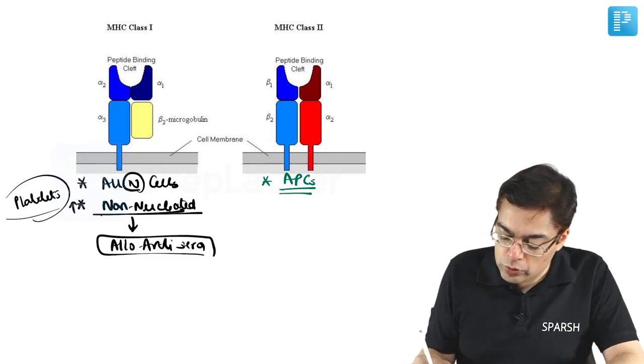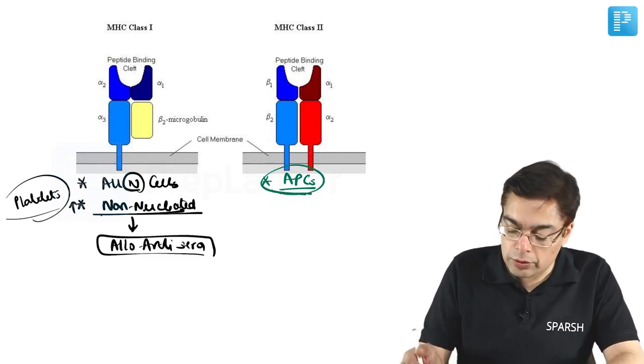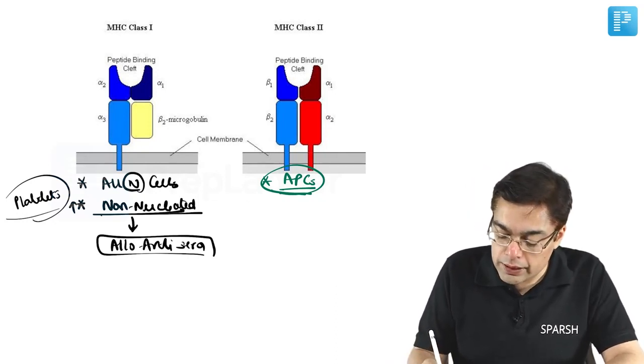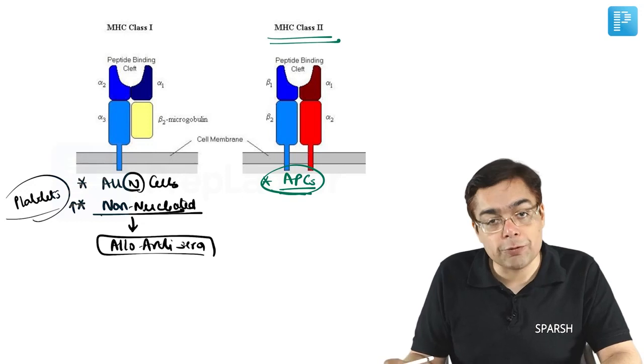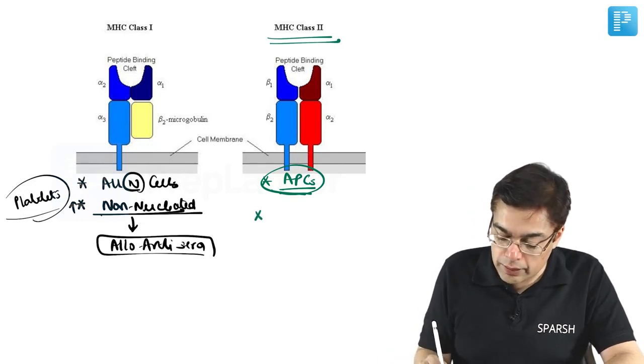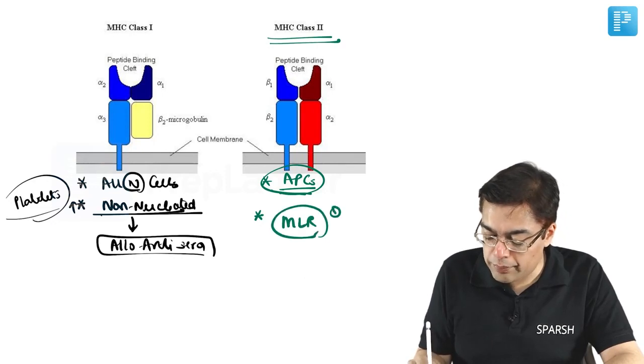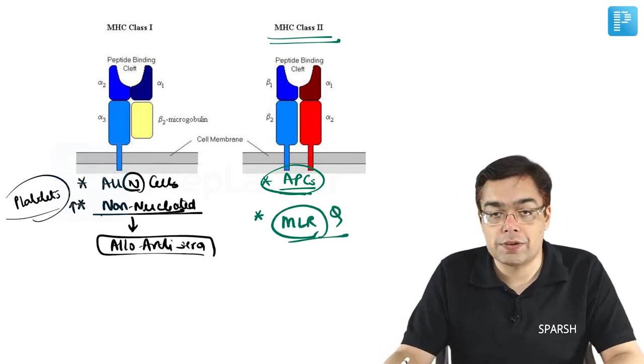In contrast, if we were to make a mention of the MHC2 molecule, apart from the fact that the antigen binding cleft is made up of alpha 1 and beta 1, and apart from the fact it is responsible for causing activation of the CD4 T cells, we need to be familiar with the fact that MHC2 is identified with the help of MLR, that is the mixed lymphocytic reaction.